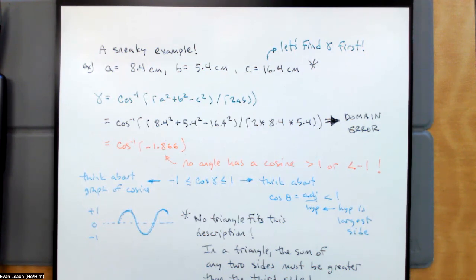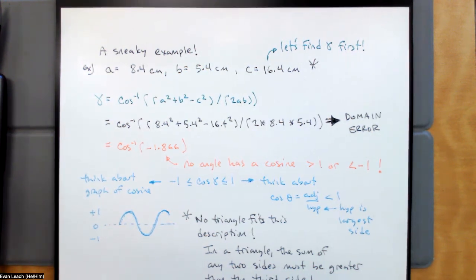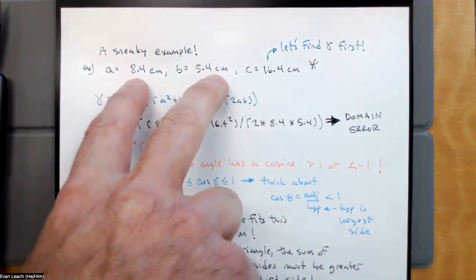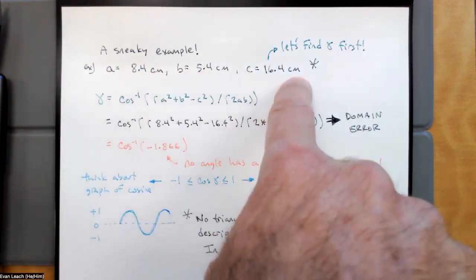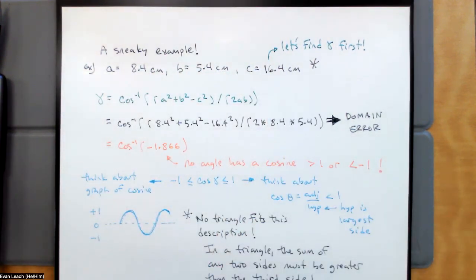You want to notice that right away, so you can immediately call no triangle and not have to do any calculation. But if you get a domain error and you go back and check, and you've punched everything into your calculator correctly, then go back and check. Wait a second, these two sides, if I add them up, are smaller than this third side. So, no triangle. Any questions?